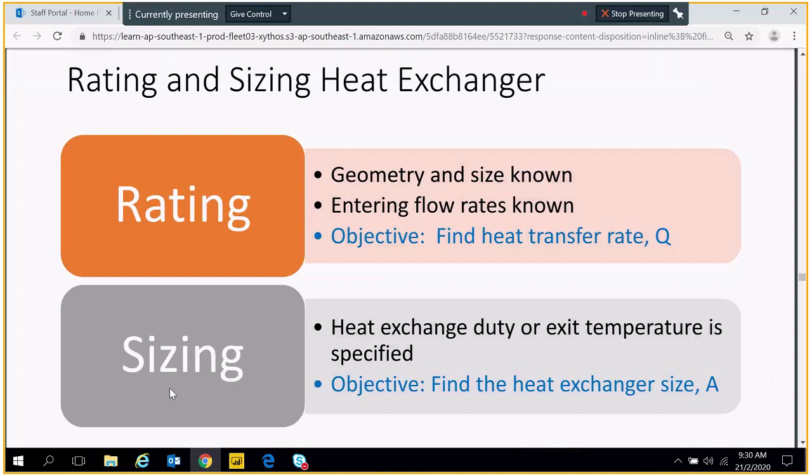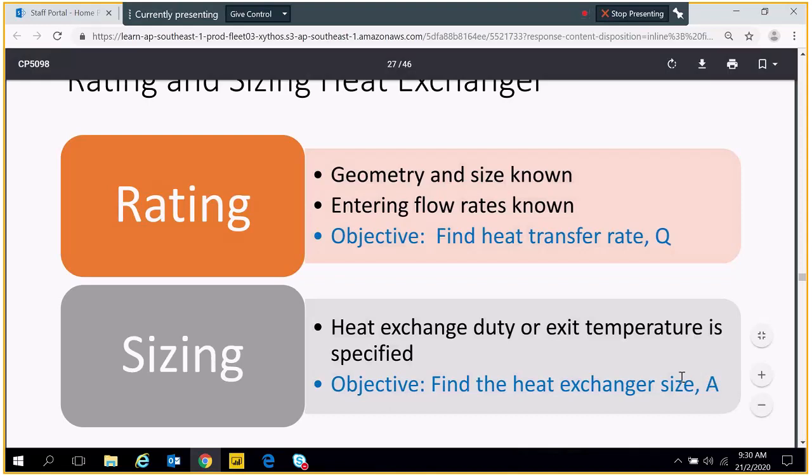Sizing is different. Sizing means I'm thinking of buying a new heat exchanger. I want to find what is the total surface area required. I want to calculate the area. I don't have a heat exchanger now. I'm thinking of buying one, so I need to calculate the area. That's called sizing.